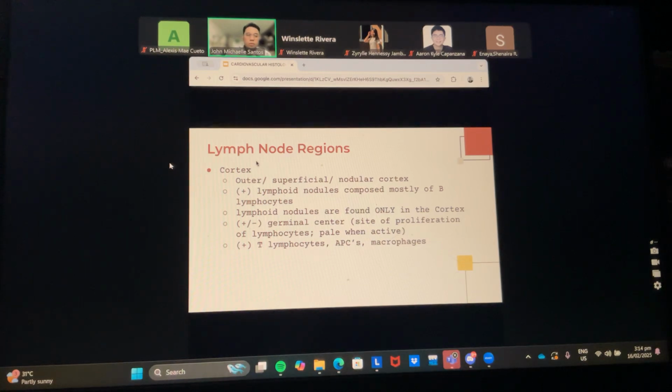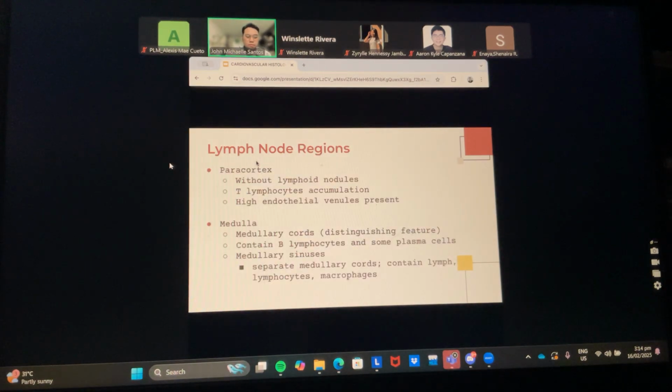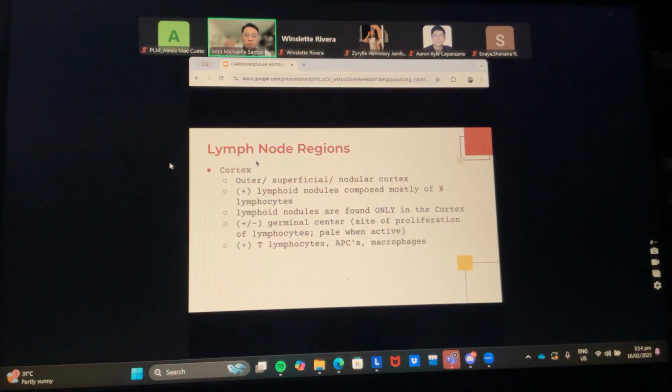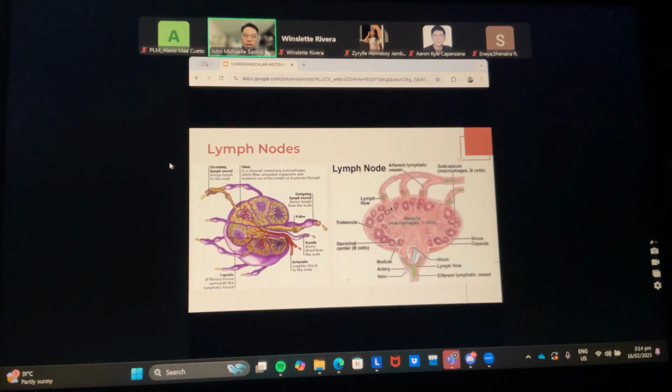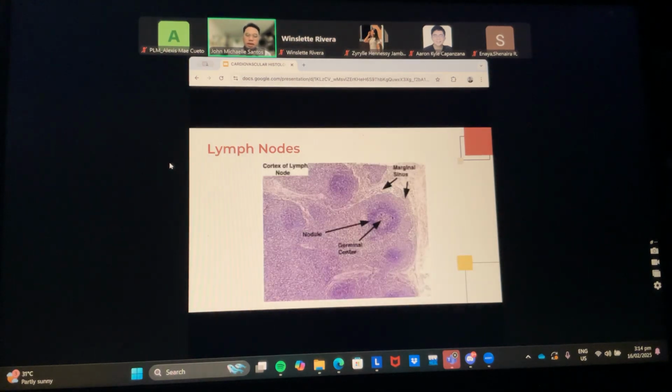Then you have two histological structures in your lymph node. Okay, you have your cortex, which is this one. Mga cortex mo, ayan, mga nasa loob. Yung mga aggregates dyan. Ayan.